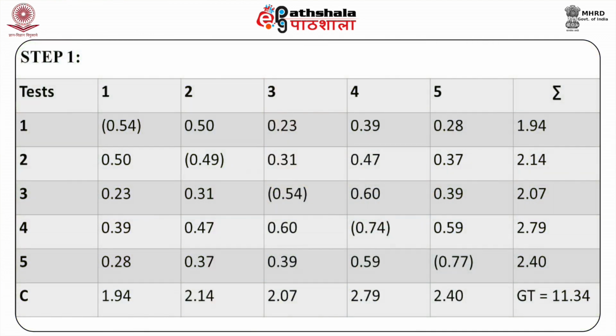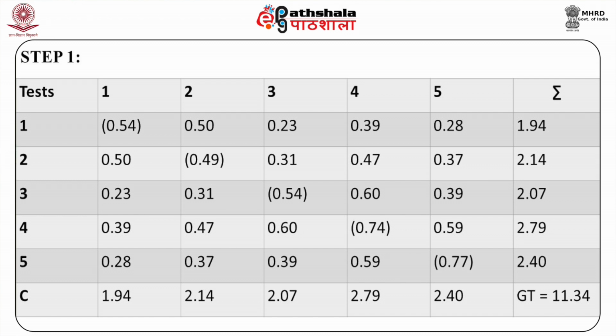We add the values column wise and row wise and denote by the symbol C and summation respectively to calculate the grand total. The summation of each of these tests row wise for the first test is 0.54 plus 0.50 plus 0.23 plus 0.39 plus 0.28, making it equal to 1.94. For the second test, 0.50 plus 0.49 plus 0.31 plus 0.47 plus 0.37 is equal to 2.14.